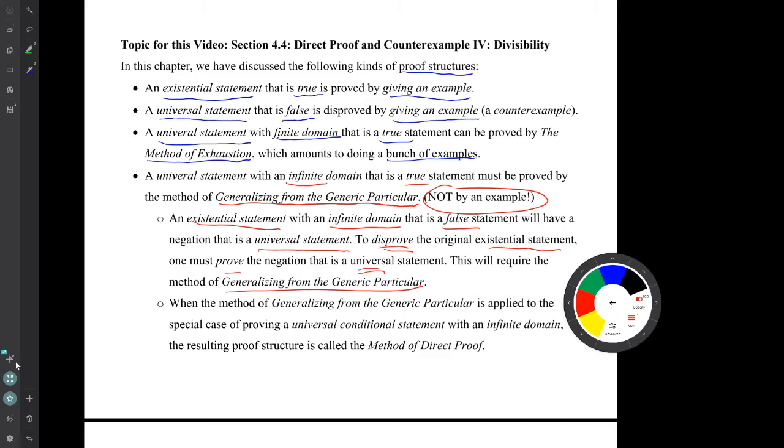And there's some more terminology. If you apply that method of generalizing from the generic particular to the special case of a universal conditional statement that has an infinite domain, then that resulting proof structure is called the method of direct proof.